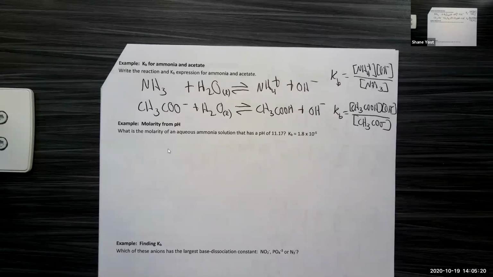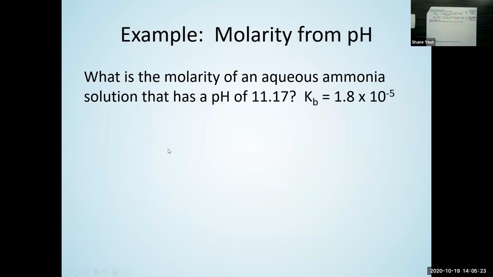All right. So now we can ask questions like, what is the molarity of an aqueous ammonia solution that happens to have a pH of 11.17, given the Kb of ammonia is 1.8 times 10 to the minus 5?